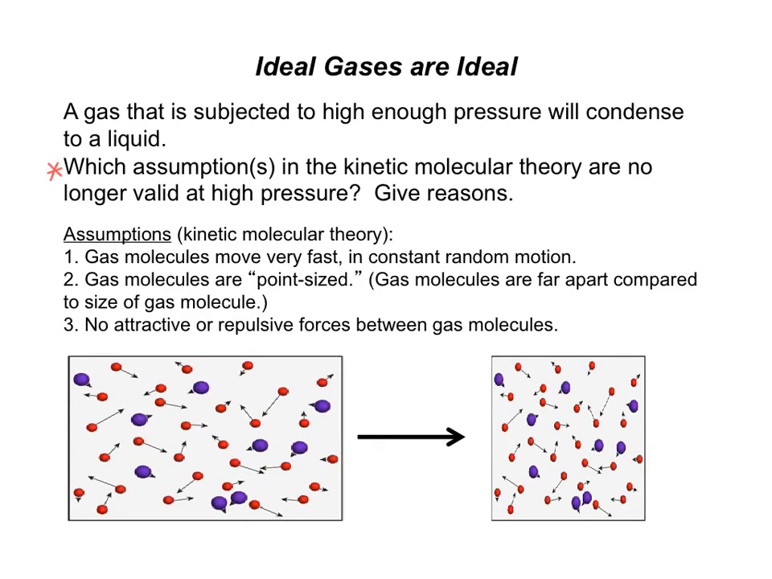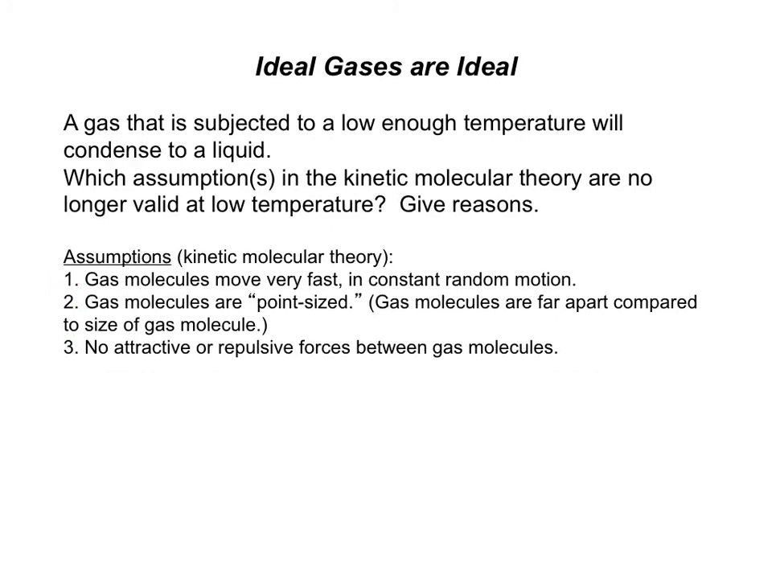Stop the video and answer this question. And the answer is: as pressure increases, gas molecules move close together and are no longer considered point-sized. And as gas molecules move close together, they will start to attract and repel each other. A gas that's subjected to a low enough temperature will condense to a liquid.